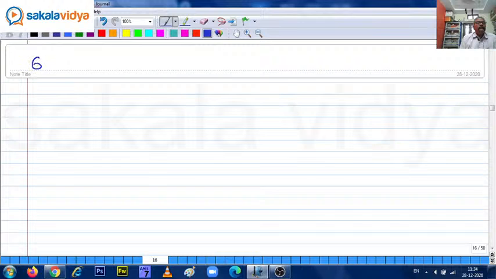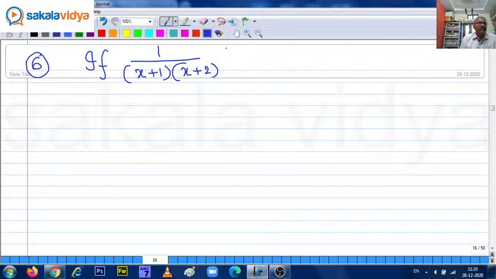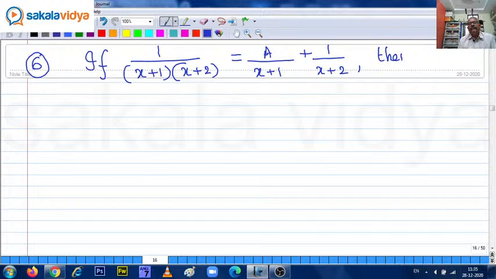Sixth problem. Let us move to the sixth problem. If 1 upon (x plus 1) times (x plus 2) equals to a upon (x plus 1) plus 1 upon (x plus 2), then find a. This question was given April 2018.